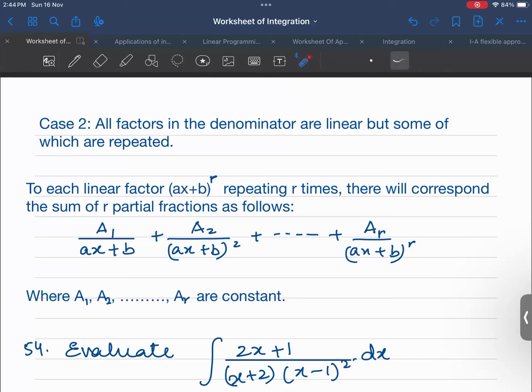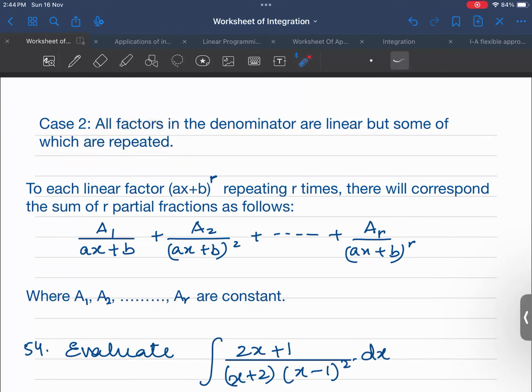Okay. We were talking about integration by partial fractions, and we have done case 1 where all the factors in the denominator were linear and non-repeated. So now let's come to case 2 where all the factors in the denominator are linear and some of them may be repeated. Some of which are repeated.